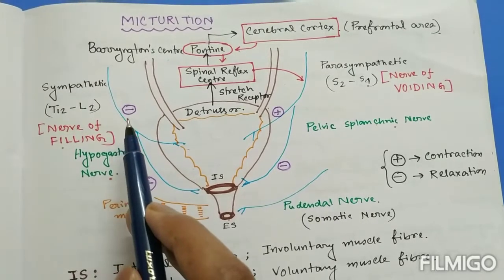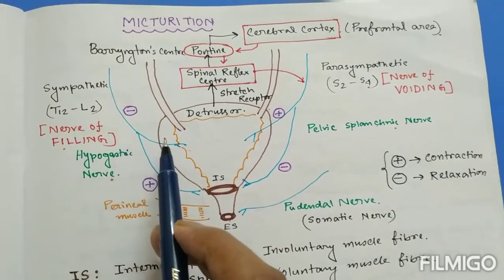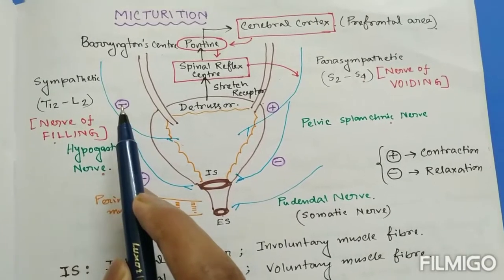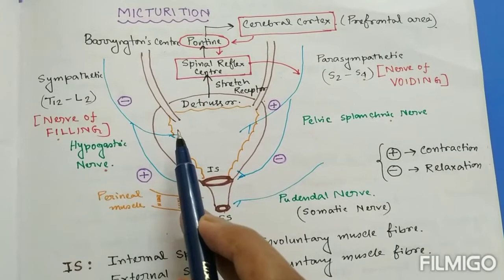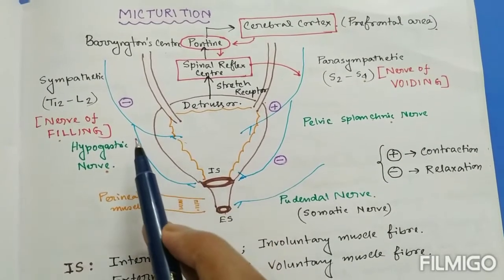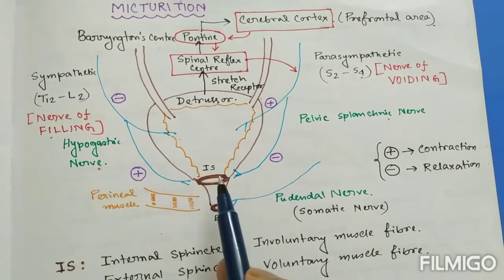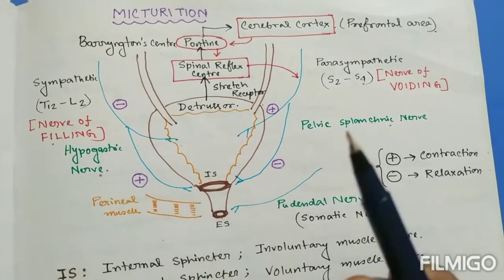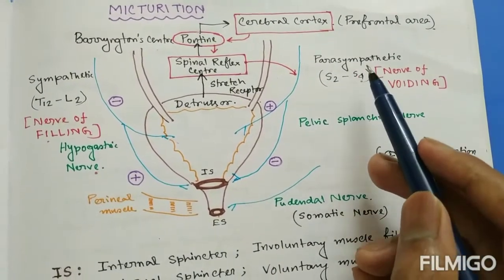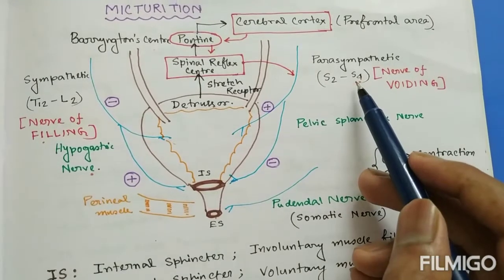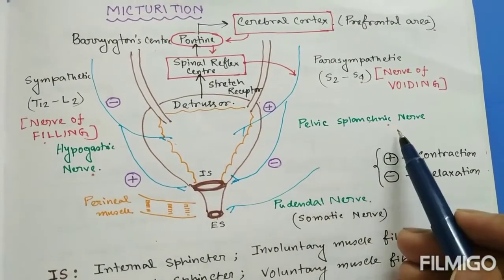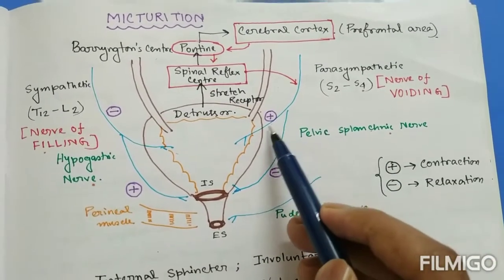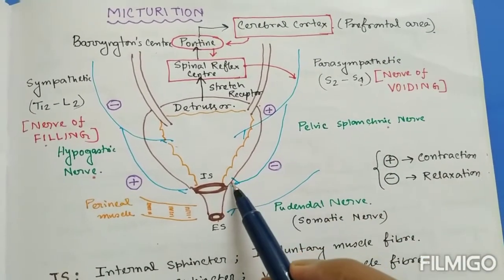In the case of the detrusor muscle, it causes relaxation. Negative sign means relaxation and positive sign means contraction. So sympathetic nerve fibers will relax the detrusor muscle, whereas they contract the internal sphincter. Similarly, just opposite in action, the parasympathetic, which arises from the S2 to S4 spinal segments, traverses via a nerve called the pelvic splanchnic nerve. It will contract the detrusor muscle and relax the internal sphincter.